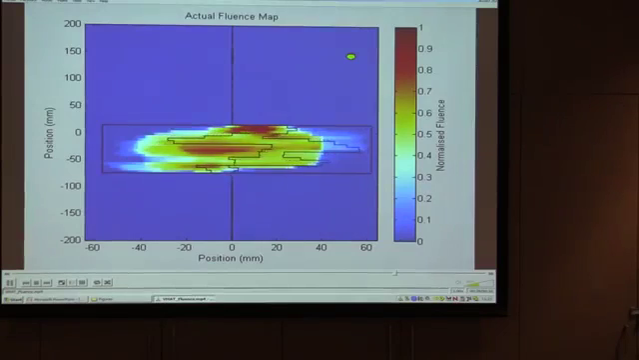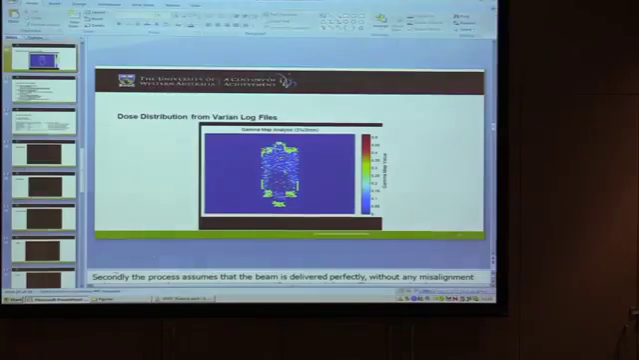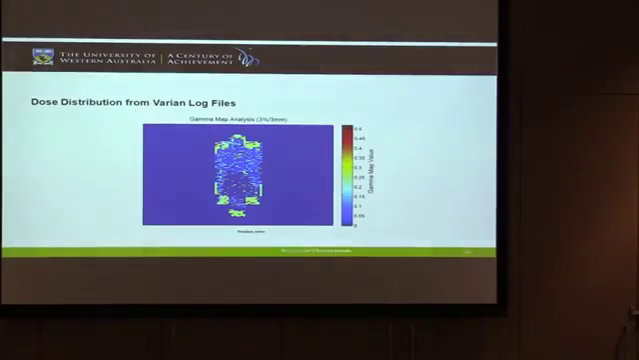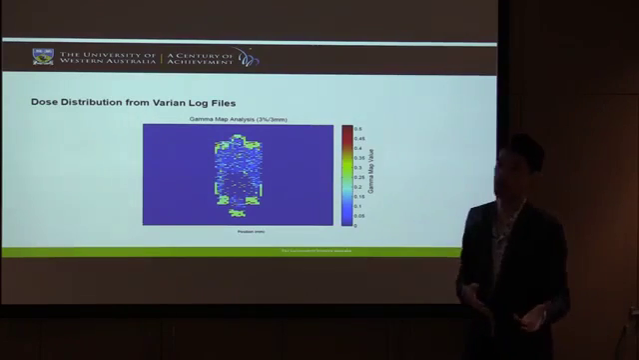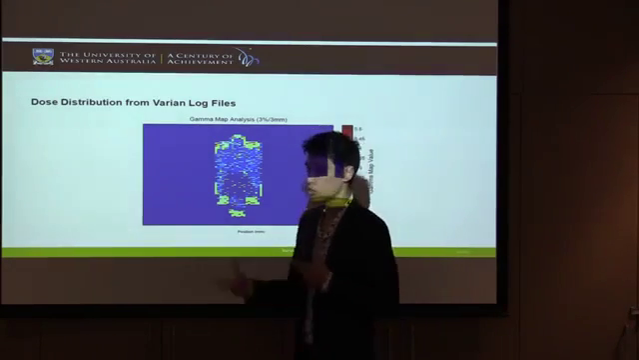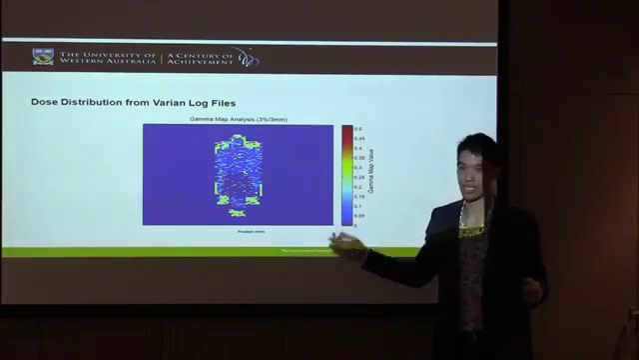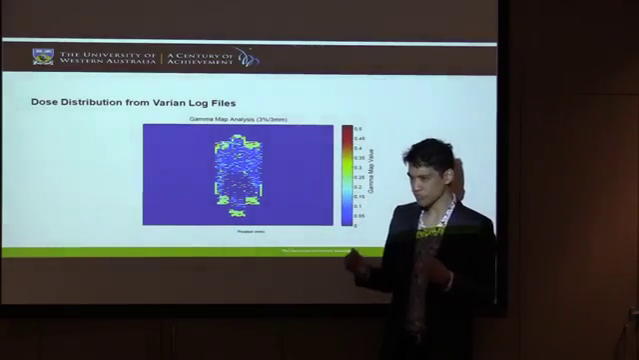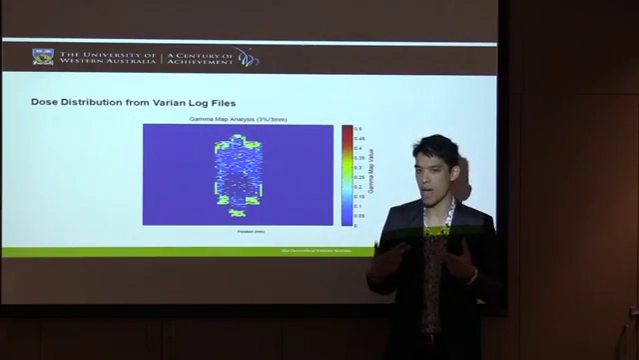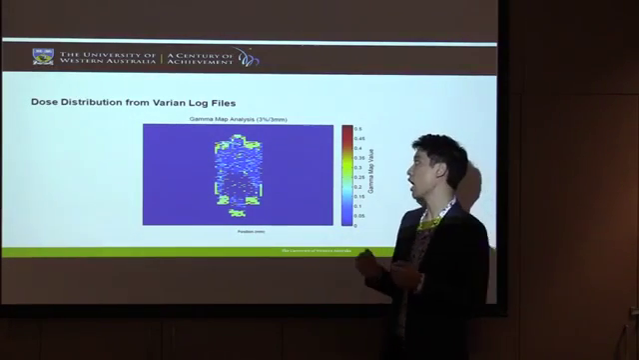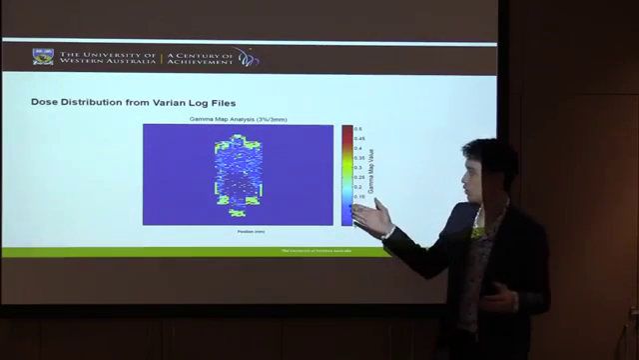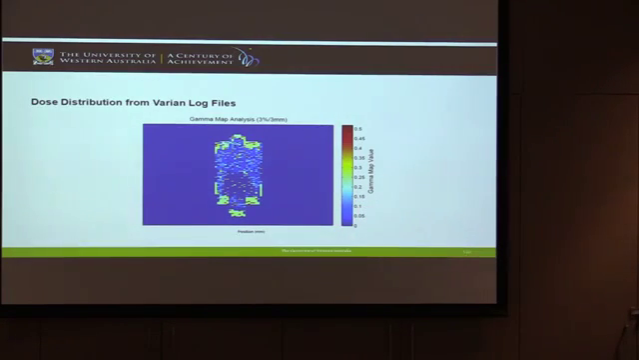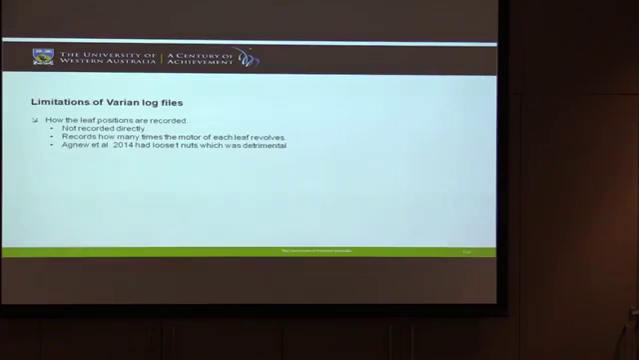Now, because you have the expected and actual positions of the leaves, you can create an expected dose distribution and an actual dose distribution. And then using these two different distributions, you can perform gamma map analysis on them. So basically you're just comparing two different maps to see how similar they are to each other. So that's another way that you can analyze stuff.